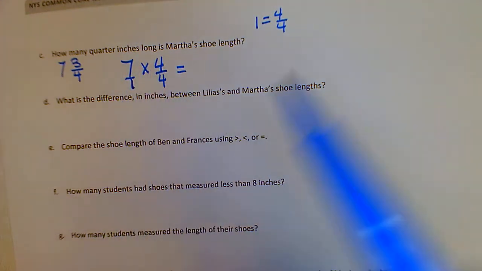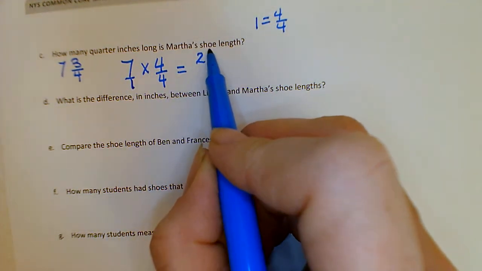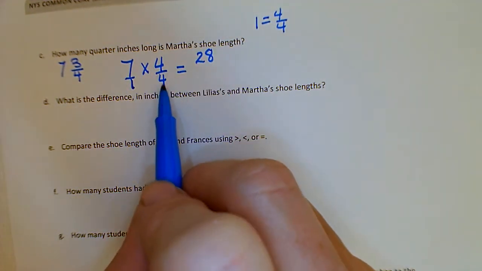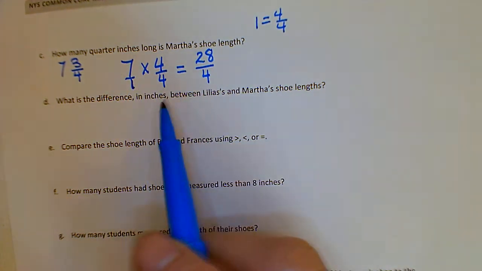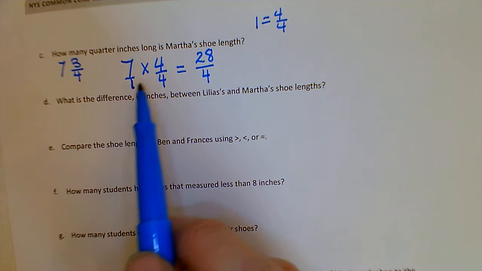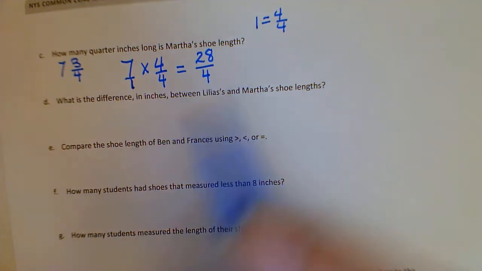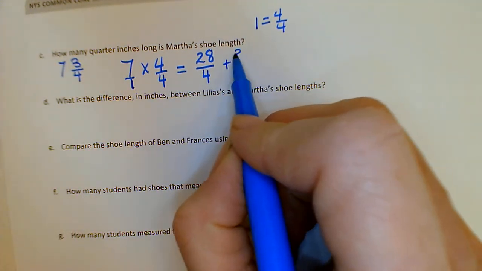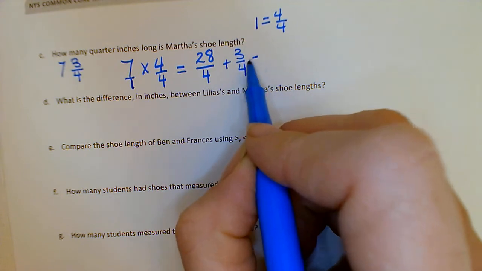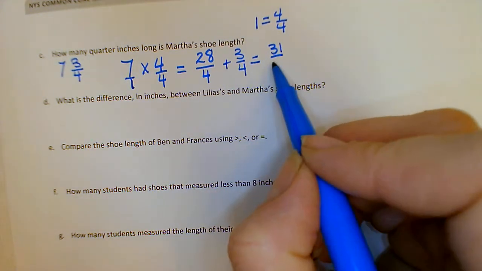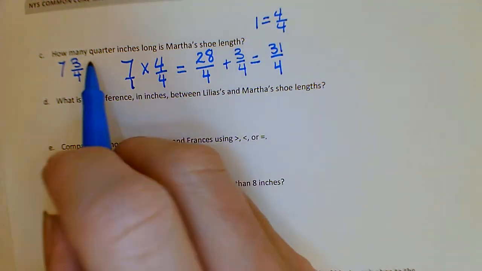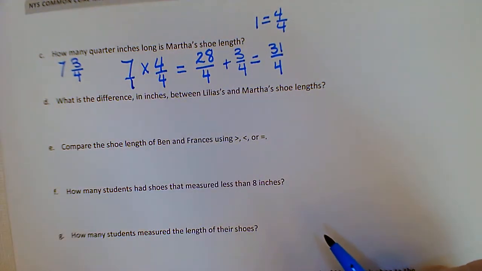So 7 times 4 is 28. And then we have fourths, because 1 times 4 is fourths. And then what we know is that we also still have that 3/4 that we have to add on to that. And so we would end up with 31/4. So how many 1/4 inches long is Martha's shoe?